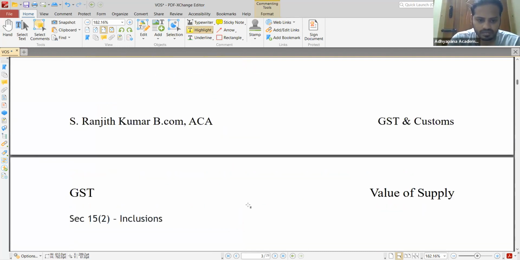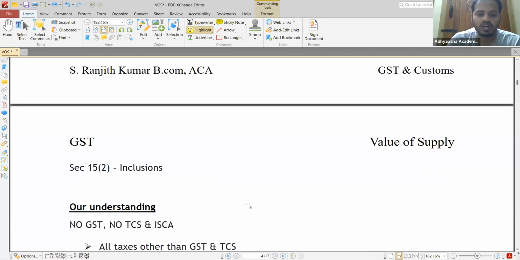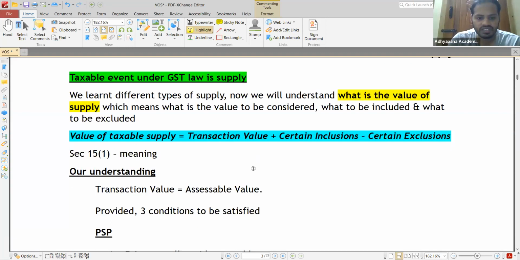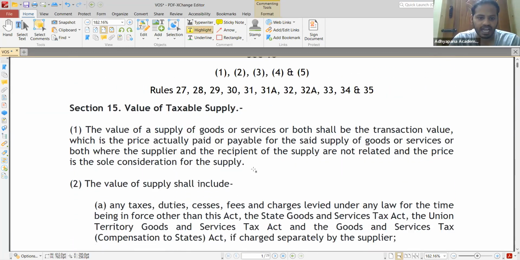So we'll see what is 15.2. No, we have understood what is 15.1, right? Now we'll see what the Act has specified.